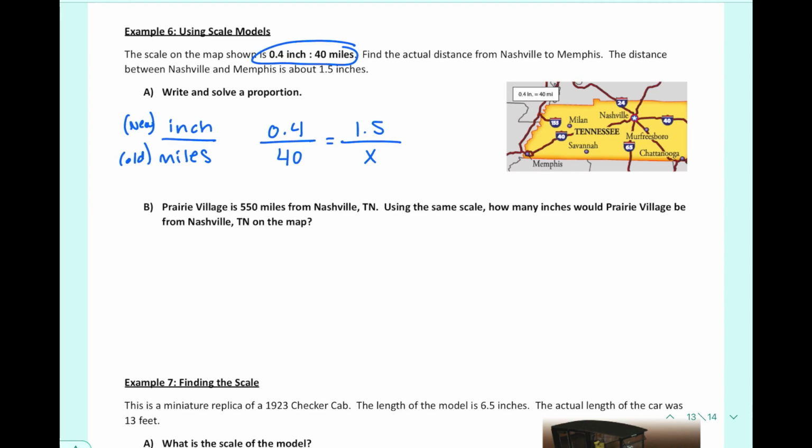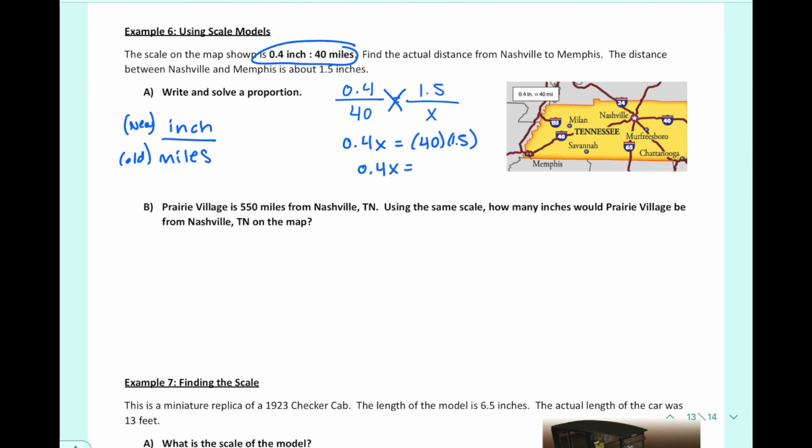You can also think about it as just organized by units. Now let me organize this a little bit better. So we need to cross multiply to solve. So I get 0.4x equals 40 times 1.5. So 0.4x equals 60. And then we would divide both sides by 0.4. So x is going to equal 150 miles.